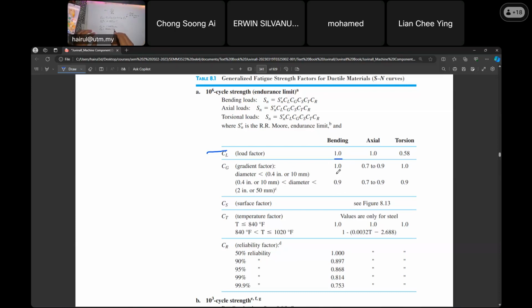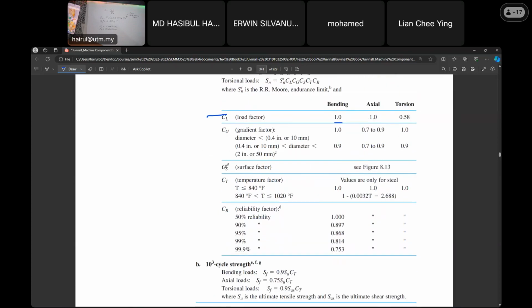Understand? Or size factor. Okay, that is the size factor. If your shaft is less than 10 millimeter, it will be 1. But between 10 to 50, you will use 0.9. But it depends on what type of loading you focus on. Bending is the governing one, much bigger than axial and torsion, so you take this first column. All right? Okay, what about the CS?